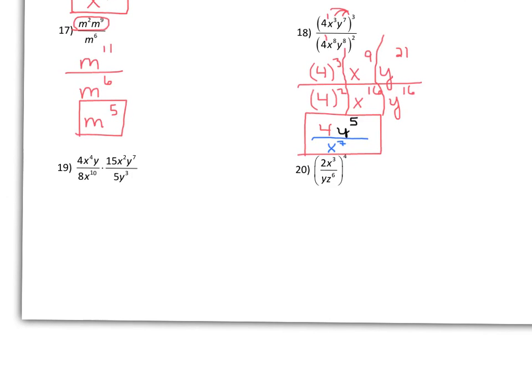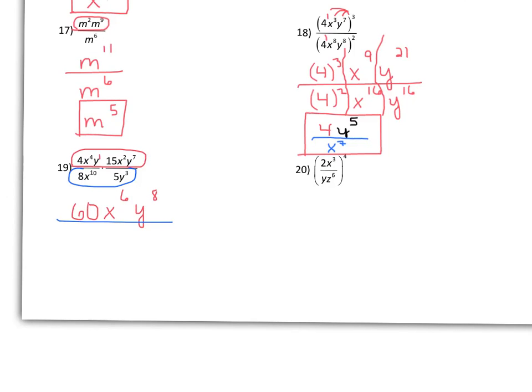And number 19. Okay, like I said yesterday when we learned this, many ways of going about this. Here's one. Numerator with numerator, denominator with denominator. 4 times 15 is 60. X to the 4th times x to the 2nd. They have the same base. I'm going to add the exponents to get x to the 6th. That y is to the 1st times y to the 7th will make y to the 8th.